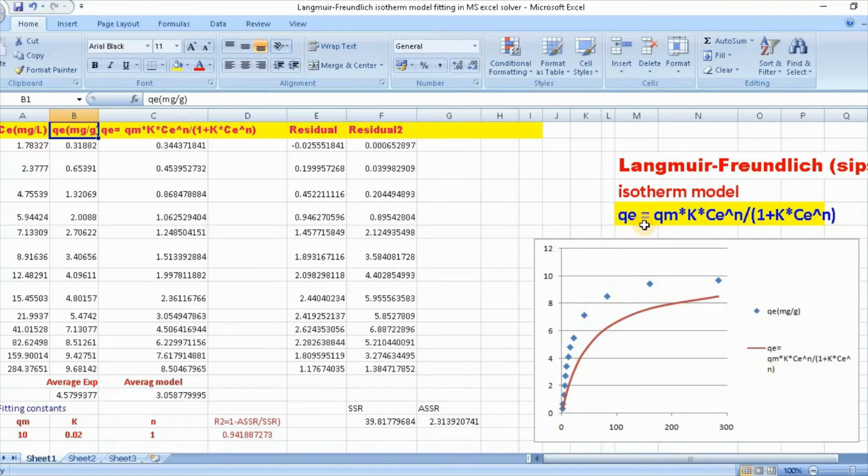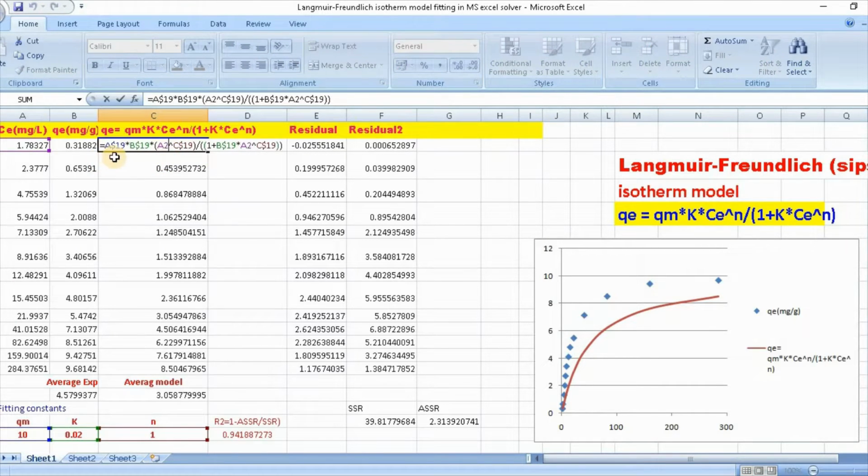The Langmuir-Freundlich isotherm can be written as Q equal to Qm into K into C to the power n, divided by 1 plus K into C to the power n. This is a 3 parameters model. So then you need to put fitting constants, which are Qm, K, and n, and I have put some values for these 3. You need to write this function here: Q equal to Qm K C to the power n divided by 1 plus K C to the power n.